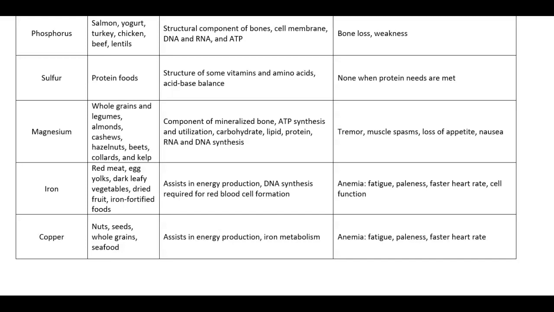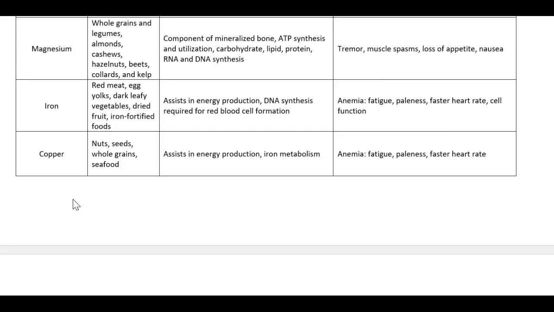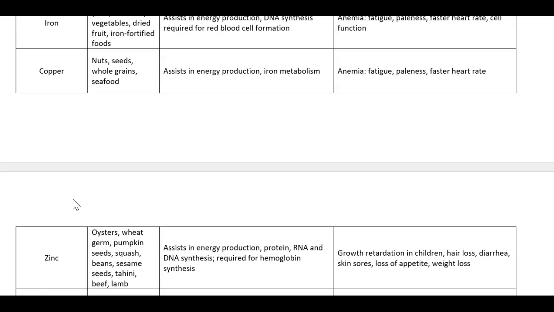Iron is the next trace element. It can be found in red meat, eggs, any kind of dark leafy vegetable, dried fruit, and then we often fortify or add iron to many of our foods, especially cereal. It assists in energy production, DNA synthesis, and it is required for blood cell formation. So having not enough levels of iron would lead to anemia, fatigue, paleness, increased heart rate, and cell function would also be disrupted. Copper, found in nuts, seeds, whole grains, and seafood, assists in energy production, also in metabolizing iron. So low levels of copper would also lead to anemia, fatigue, paleness, and an increased heart rate.